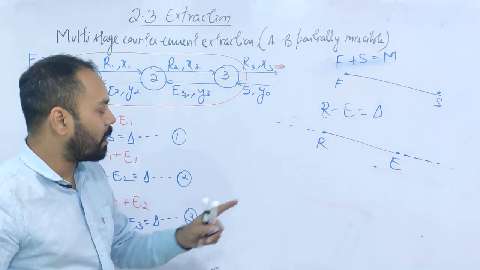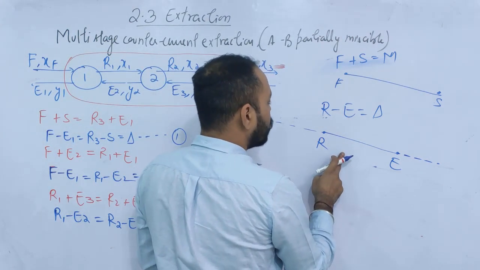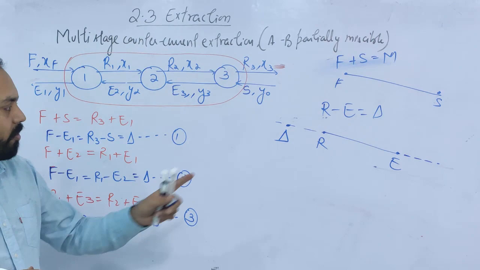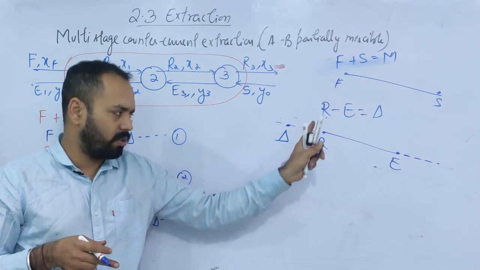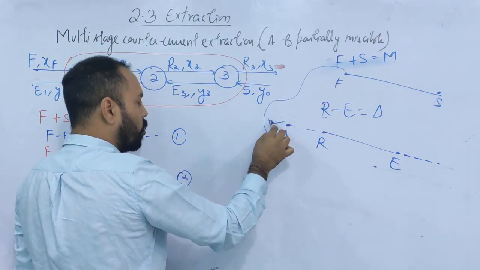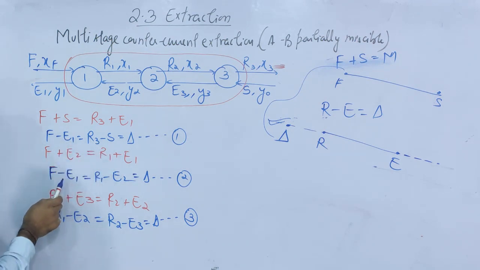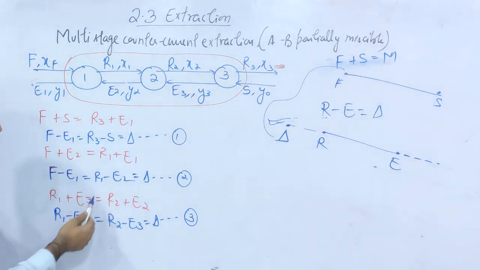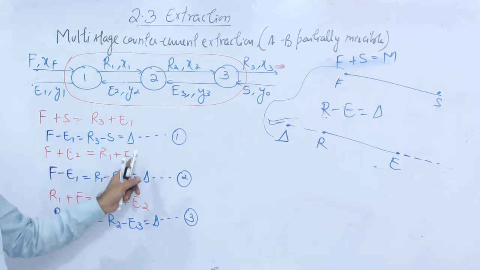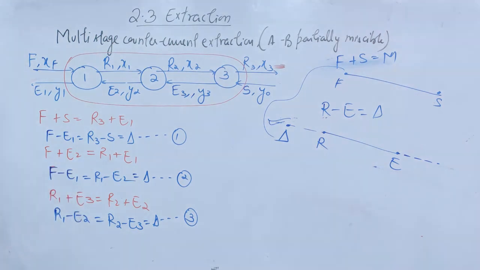So can you guess where the delta point lies? Right, the delta point must lie here. So I'm leaving this to you, why delta is lying here, why not there. This is a very easy concept, you can easily understand, right? So this particular concept will be used for analyzing these equations. F minus E1 is equal to delta, R3 minus S is equal to delta, R1 minus E2 is equal to delta, and so on. So I'm explaining how to show these equations on the triangular diagram in the case of multi-stage counter current extraction.